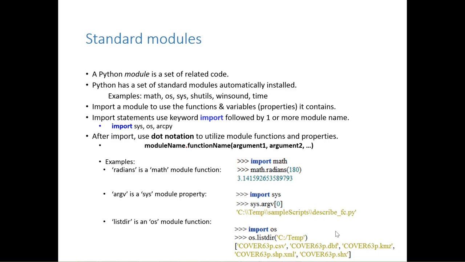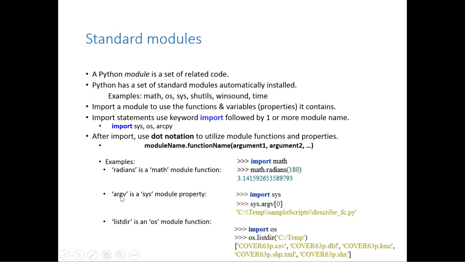After you import the module, then you can use dot notation. And we mean that literally: the dot that comes after the module and before a function name or a property name, that's called dot notation. So module name dot function name, parentheses, arguments. As an example, there's a module called the math module, and you can say math.radians of 180, and you can see that the output is a conversion of 180 degrees to radians.